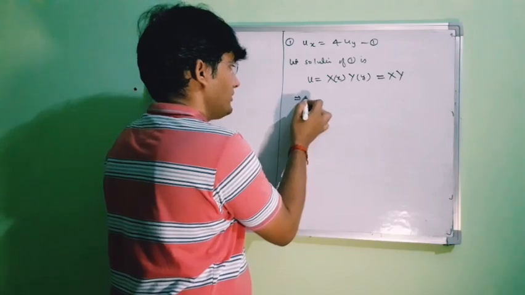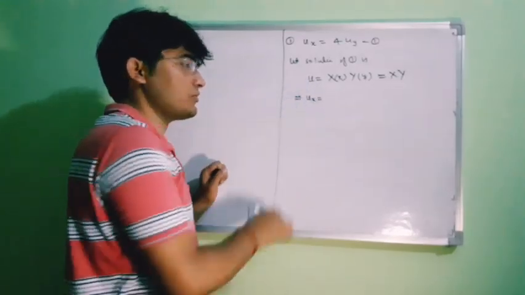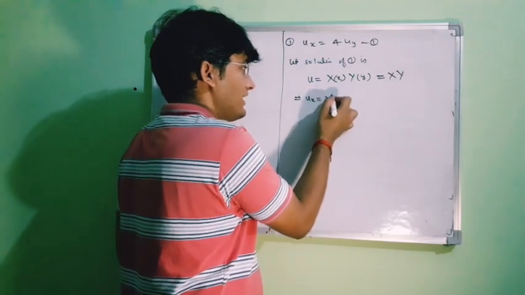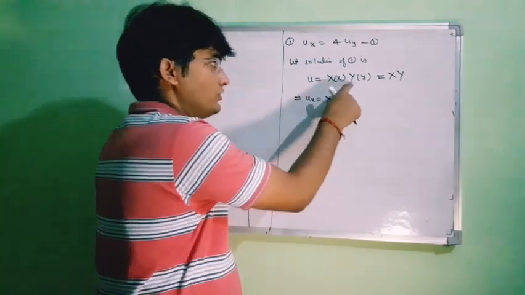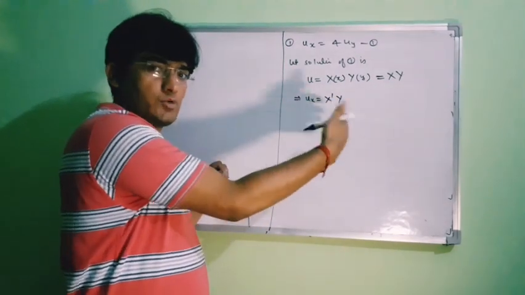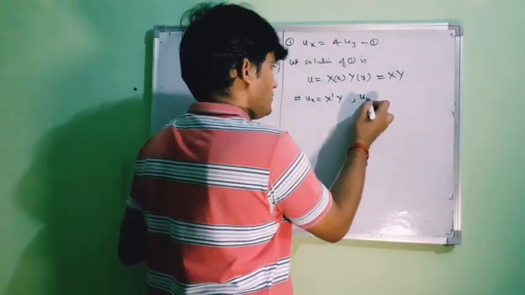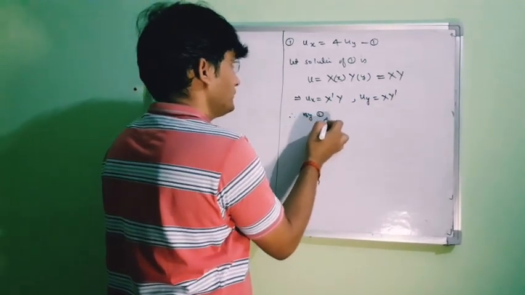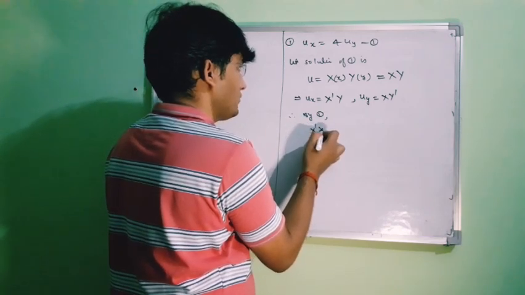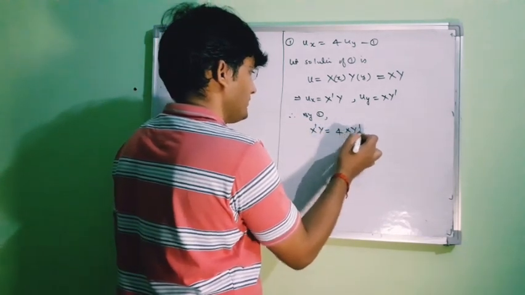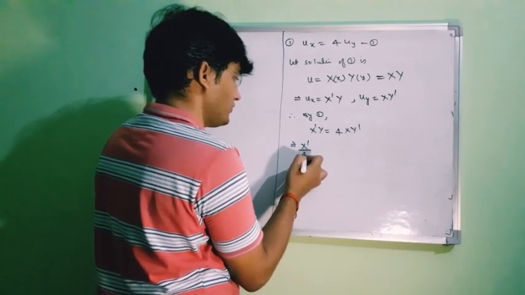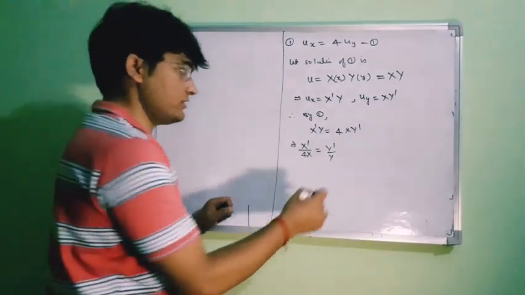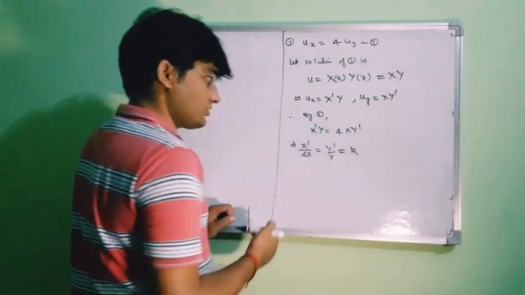Then u_x, the partial differentiation of u with respect to x, will be the differentiation of X, and the differentiation of X means X dash into Y. Y will be constant, and the differentiation of X with respect to small x will be X dash. Similarly, u_y will be X into Y dash. Therefore, by 1, we have X dash into Y equal to 4 times X into Y dash. So from here we will have X dash upon 4X equal to Y dash upon Y. That means we have separated the variables. Let us assume their common value as small k.